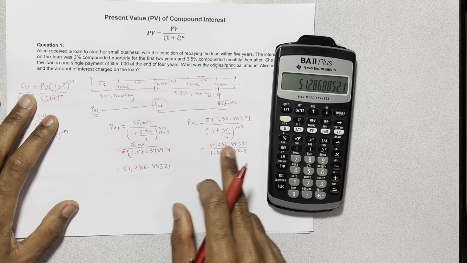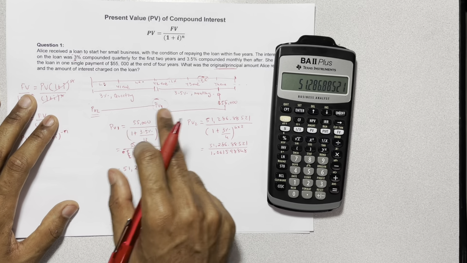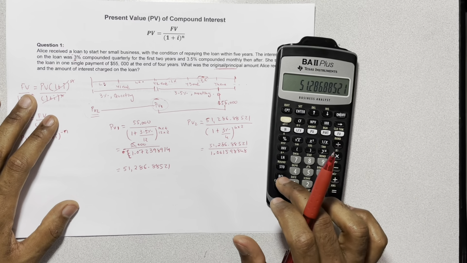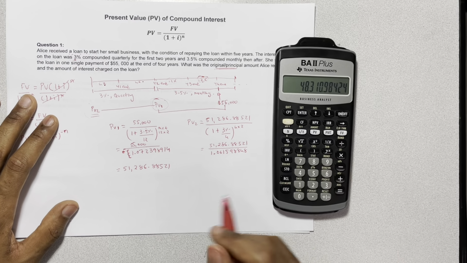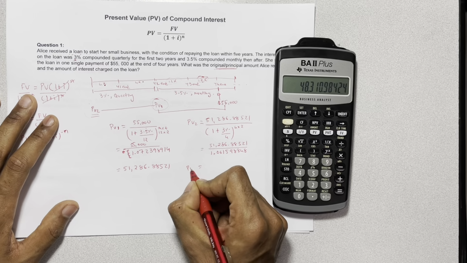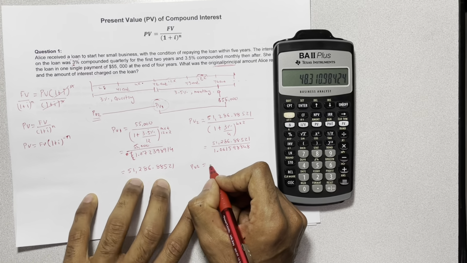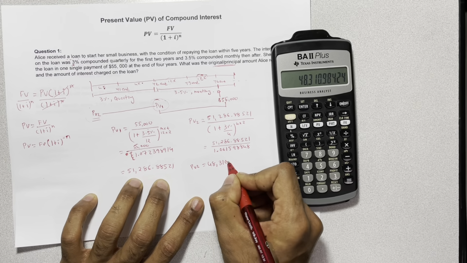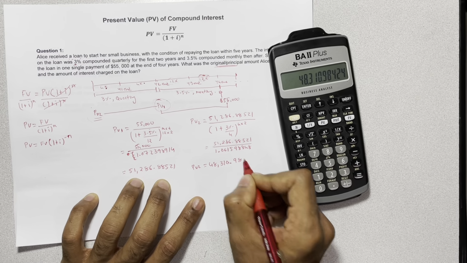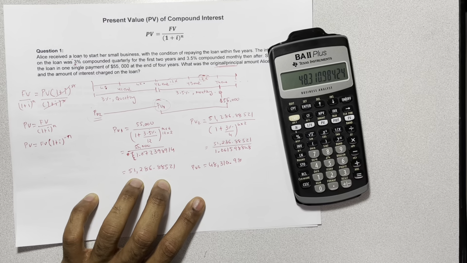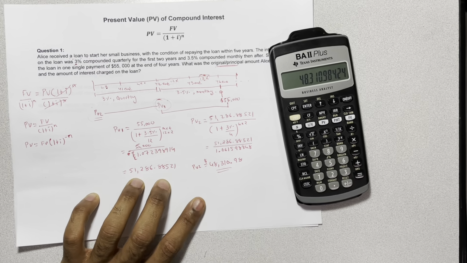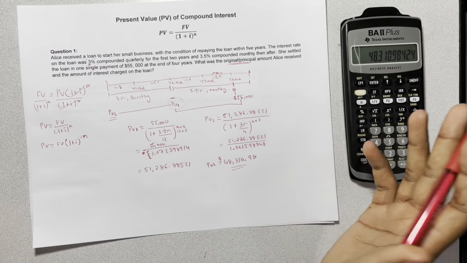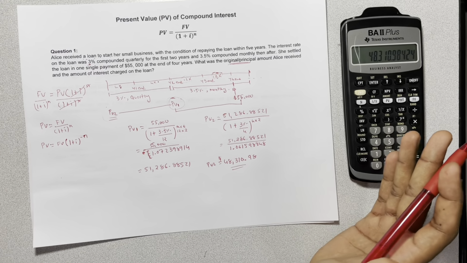So that's our value that we got for the first present value. Now we're just going to divide that by recall number 5. And the total value that she borrowed, the principal amount, was $48,310.98 approximately. So now we've got the principal amount, which is half the question.